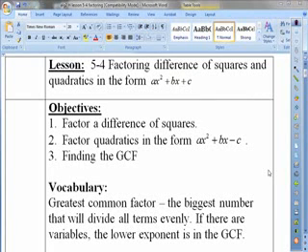Algebra 2 Honors, Lesson 5.4, Factoring Difference of Squares and Quadratics in the form ax squared plus bx plus c. Alright, here are the lesson's objectives and the vocabulary for the word greatest common factor.